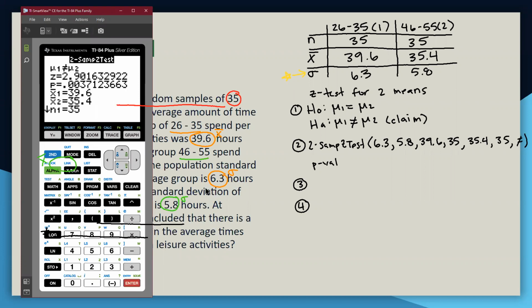Okay, so when we press calculate, we get those 3 familiar values. We get our alternative statement, we get our z-score, and then we get our p-value. So the p-value here is 0.0037. And that's pretty tiny. That's less than 1%.